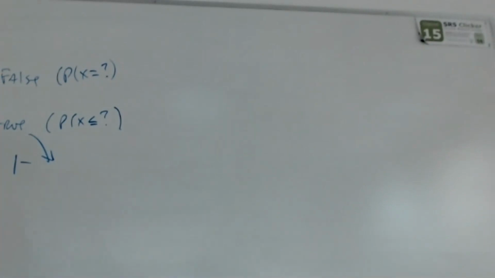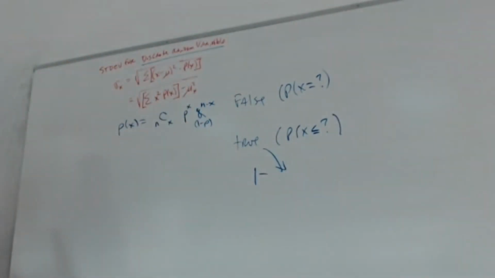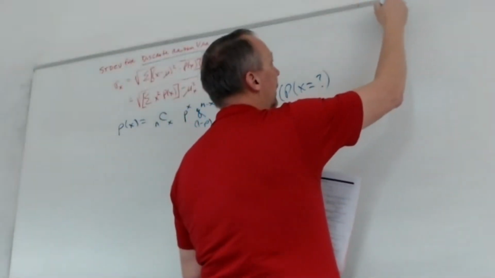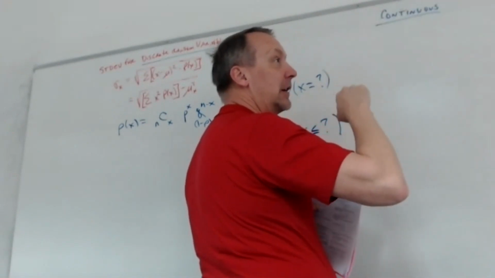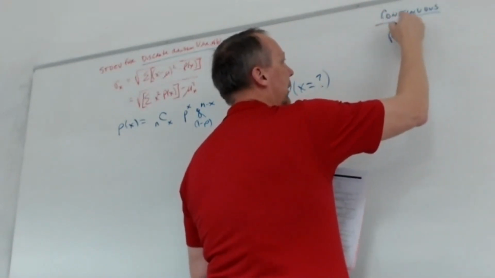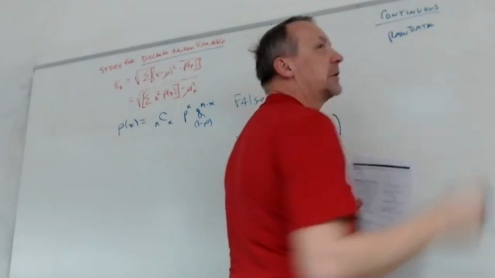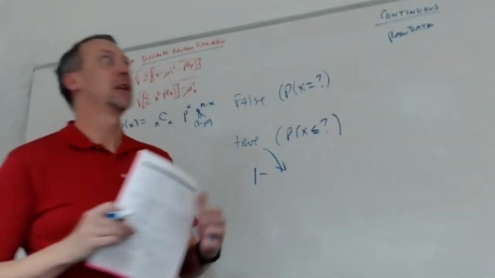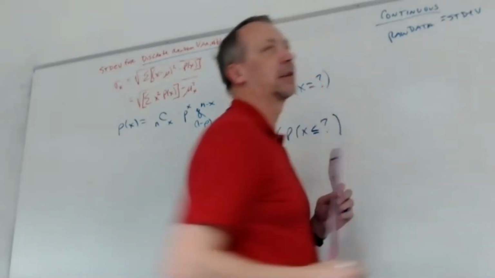So once again, this one here in red is for a discrete random variable. In order for this to be the case, you have to have a discrete random variable. If it's continuous, you need to ask what kind of data it is. If it's raw data, at this point I'm not going to make you do anything. If I gave you raw data, it's probably going to be just stdev, if you're using Excel.